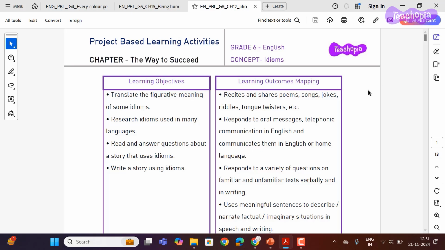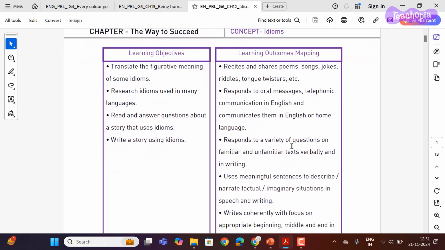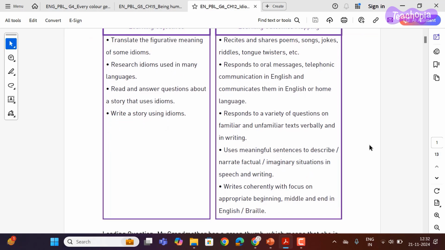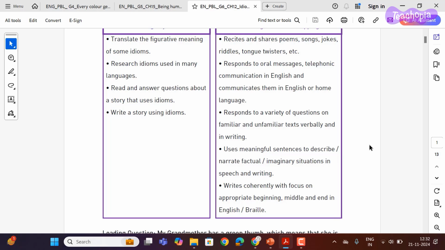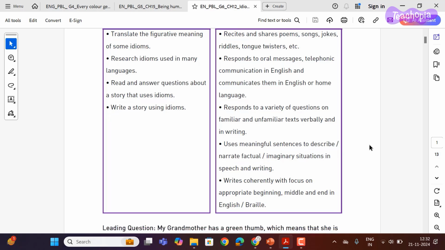The learning outcomes mapping are: recites and shares poems, songs, jokes, riddles, tongue twisters, etc. Responds to oral messages, telephonic communication in English, and communicates them in English or home language. Responds to a variety of questions on familiar and unfamiliar texts verbally and in writing. Uses meaningful sentences to describe or narrate factual or imaginary situations in speech and writing. Writes coherently with focus on appropriate beginning, middle, and end in English or in Braille.